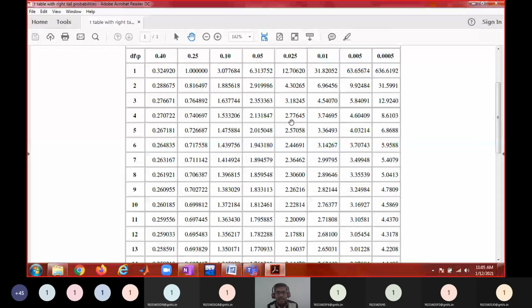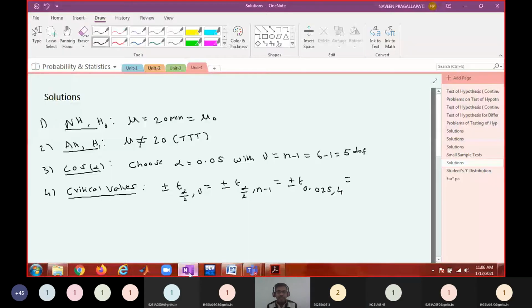Degrees of freedom is 5, sir. Oh, okay, for 5 degrees of freedom it is going to be 2.57. Okay, so it is going to be plus or minus 2.57.